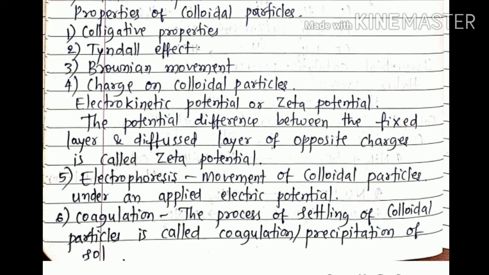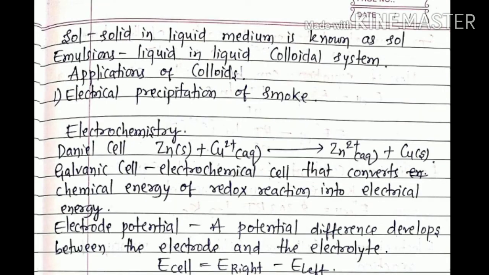So then we have electrophoresis: movement of colloidal particles under an applied electric potential is known as electrophoresis. So then we have coagulation: the process of settling of colloidal particles is known as coagulation or precipitation of sol. So then we have sol: solid in liquid medium is known as sol. Emulsion: liquid in liquid colloidal system.